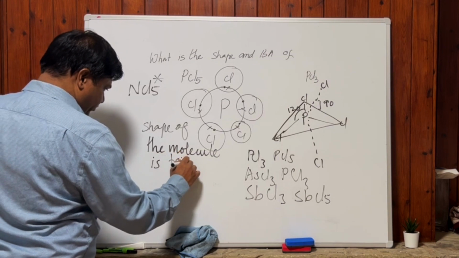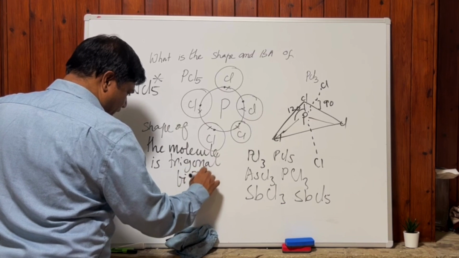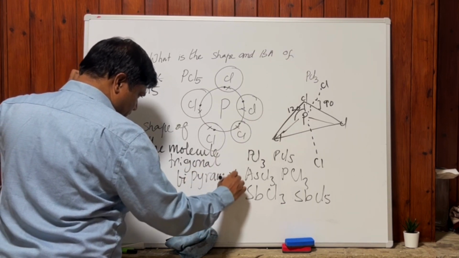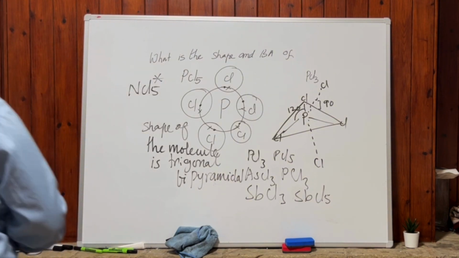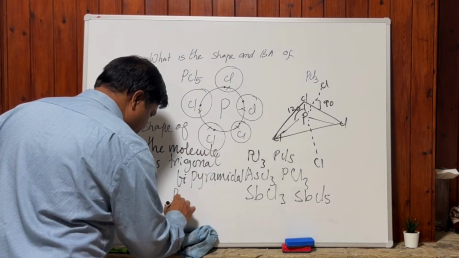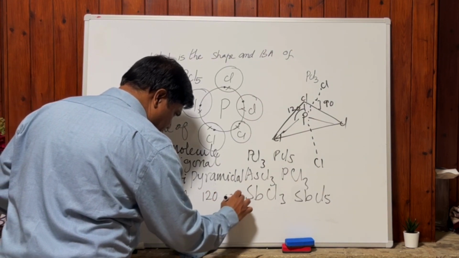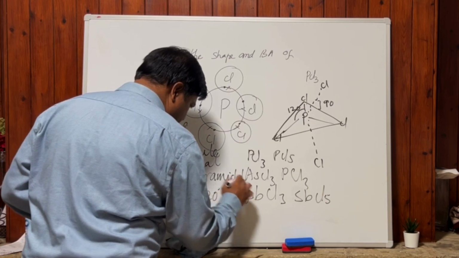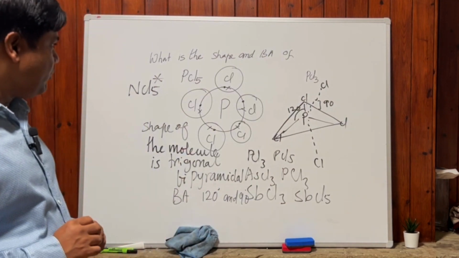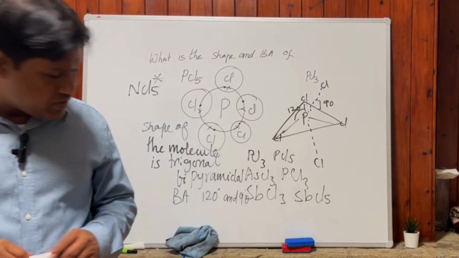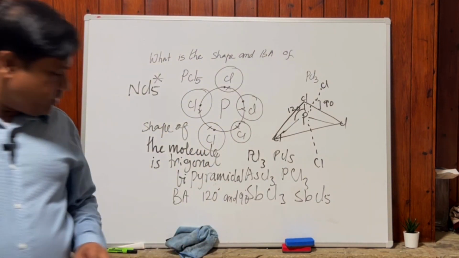Trigonal bipyramidal. And what's the bond angle? We have two bond angles, 120 degree and 90. Okay, let's do one more compound, and that's one of my favorite compounds. Let's do that one. Look at that.